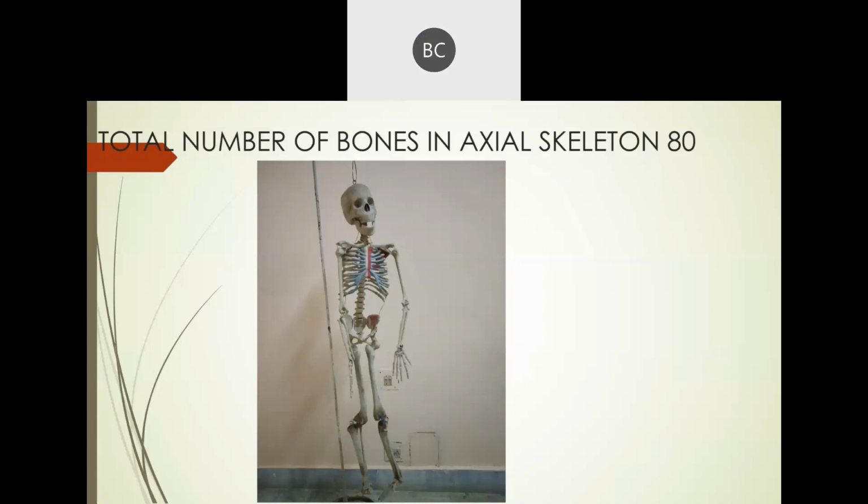Laryngeal. Spell it. L-A-R-Y-N-G-E-A-L. Laryngeal skeleton, ma'am. Oh, laryngeal skeleton. Okay.